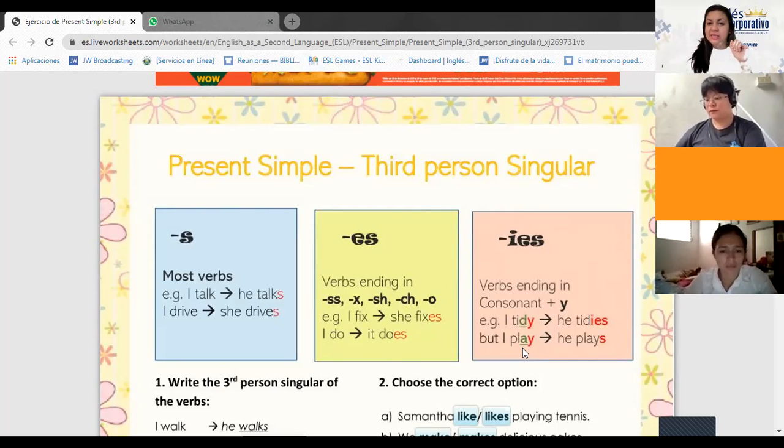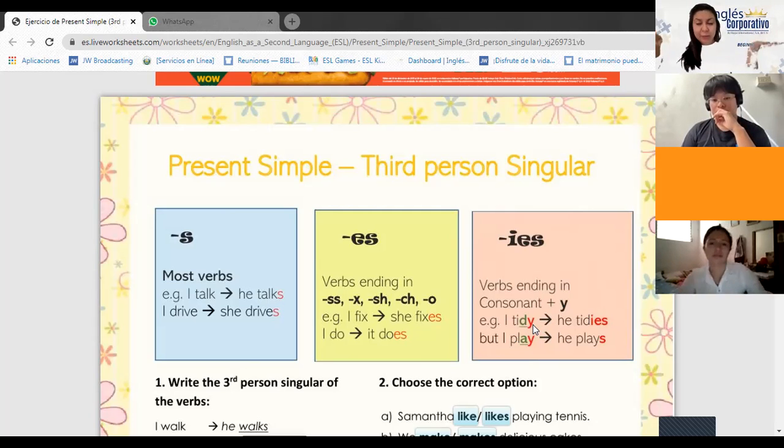But I play, he plays. It's different, right? Why? What is the difference? Tidy has the consonant D and the Y. So I change the Y and write IES. He tidies. But it's different in the verb play because we don't have a consonant before the Y. We have a vowel. Tenemos una vocal, no una consonante. We have a vowel before. So we just add the S, right? He plays.